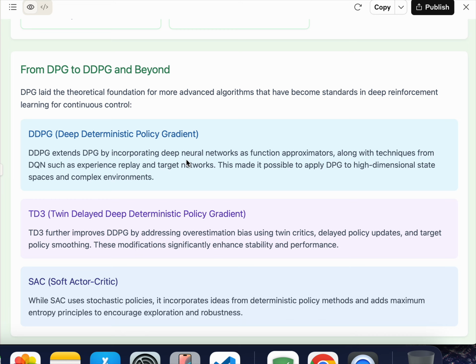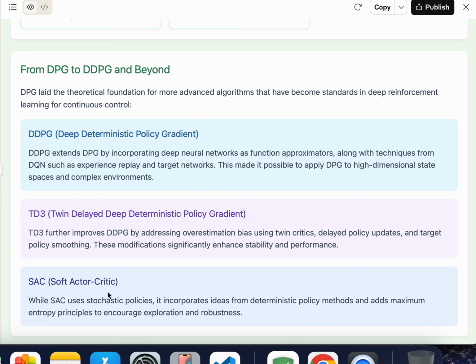Then we have TD3, or Twin Delayed DDPG. This is an improvement over DDPG. It fixes some issues like the estimation bias in the critic. It uses two critics instead of one, delays the policy updates, and applies some smoothing to the target policy. These tweaks help a lot with stability.